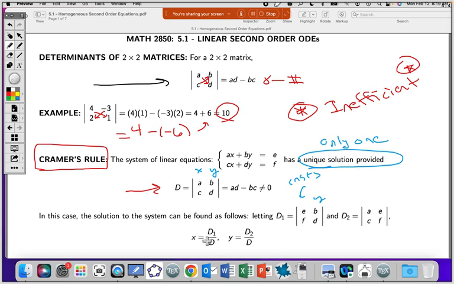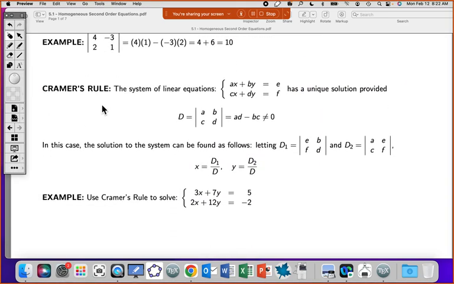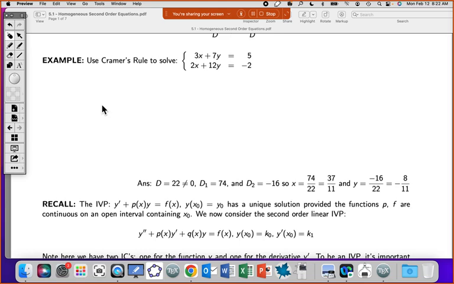So replacing the x column with the constants and dividing d1 by d, since we know d isn't 0, that'll give us our x value. And then for d2, we keep the x column the same and replace the y column with the constants. And then y is d2 over d. So that's the method. We're going to do an example here, and we'll do some more examples as we move through this section. So use Cramer's rule to solve this system.